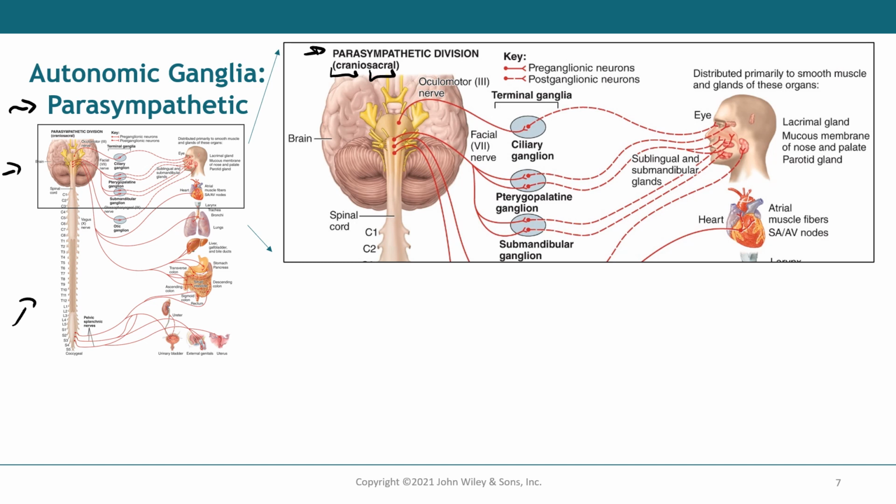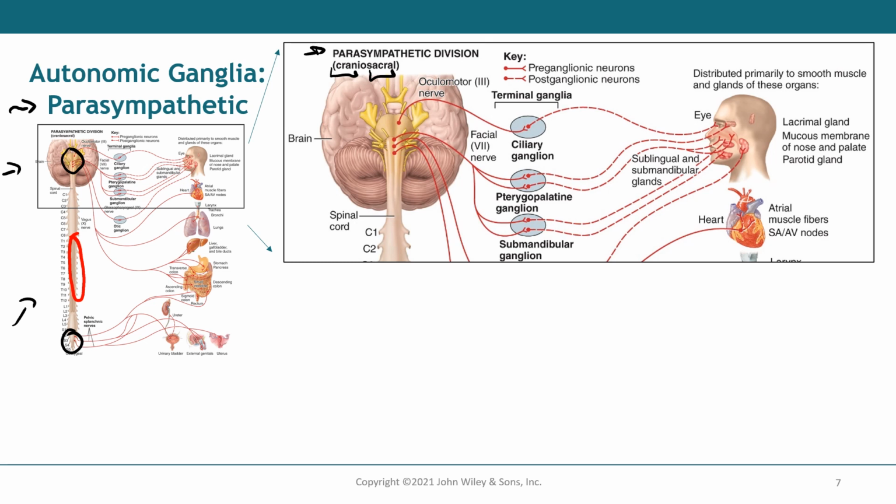Here it means that the nerves will come from the brain and from the sacral region. That is very different from the sympathetic. If you remember, the sympathetic used to come from the thoracic and lumbar. So this is one of the first differences with the sympathetic.